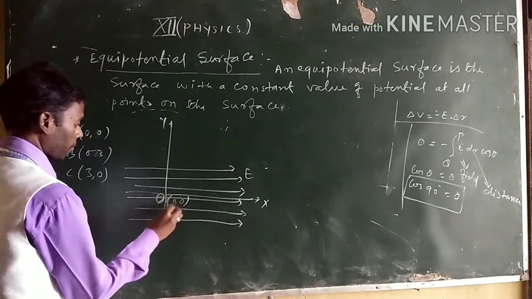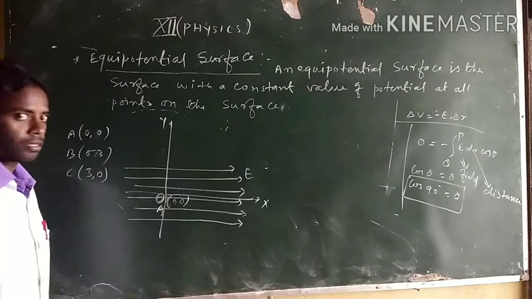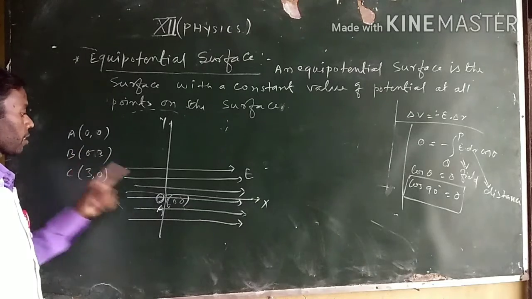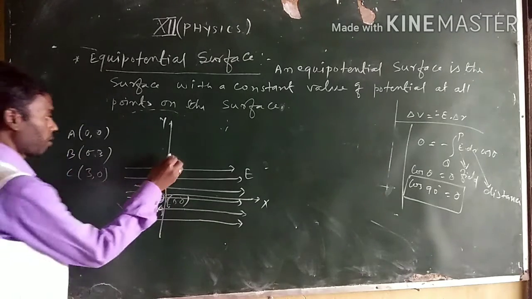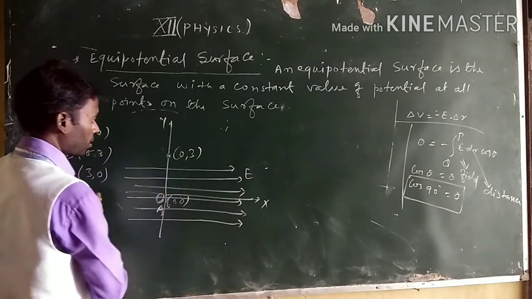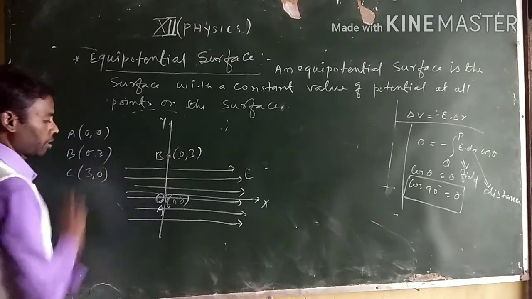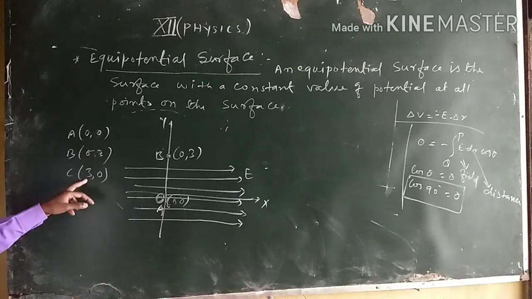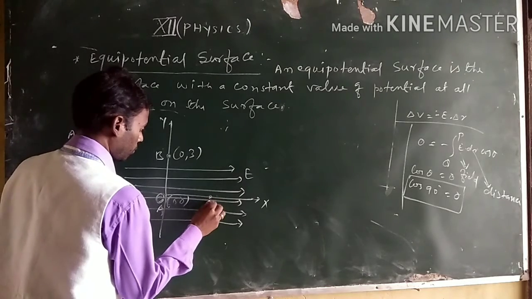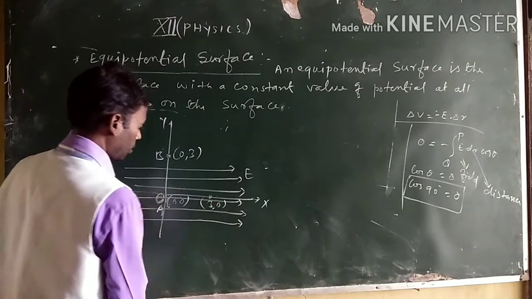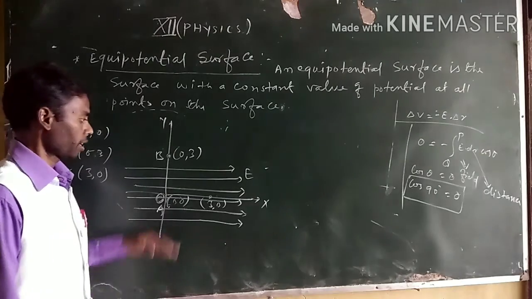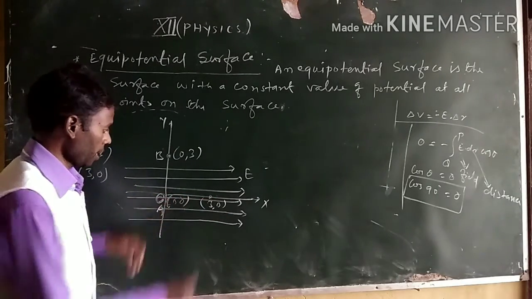This is point A. I am giving 0, 3, that means along the x-axis 0, along the y-axis 3. This is point B, right? And for point C, along the x-axis 3 and along the y-axis 0, so it is 3, 0. We were looking at the points A to C.